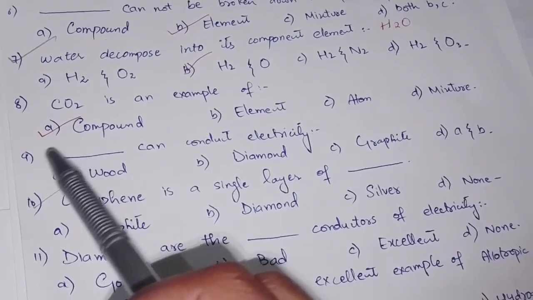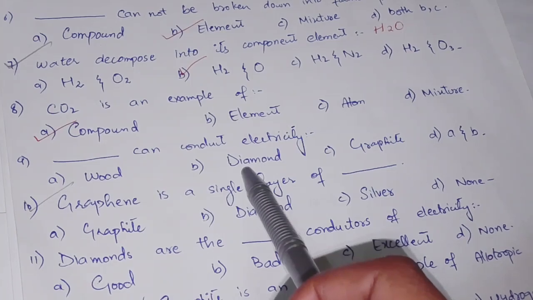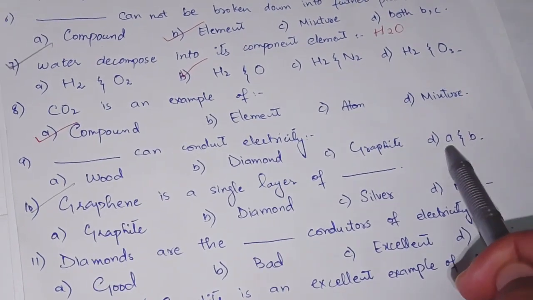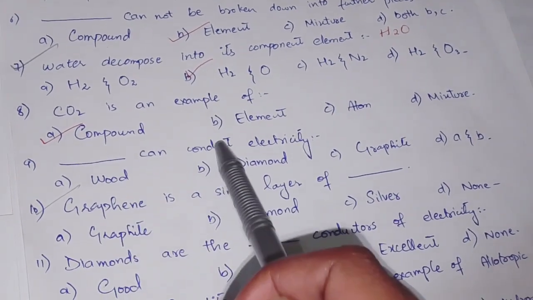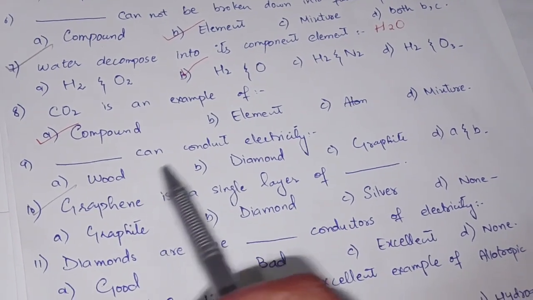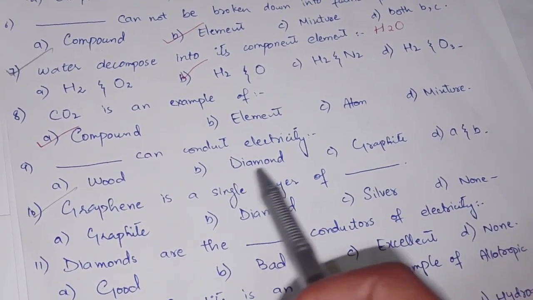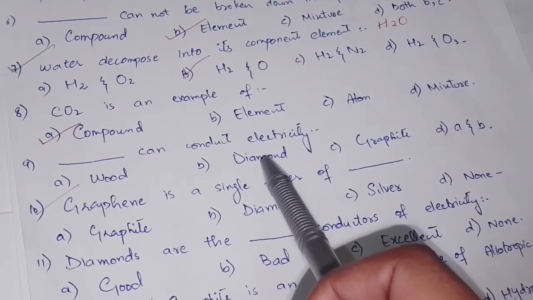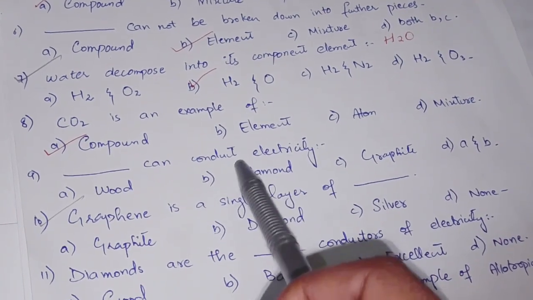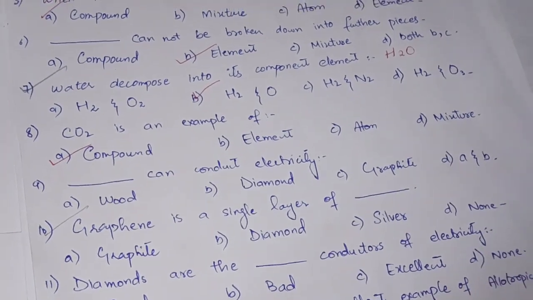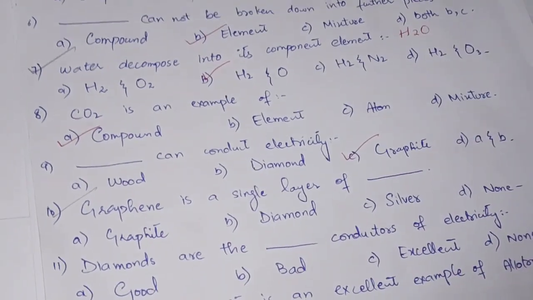MCQ number 9. Dash can conduct electricity. Option A is wood, option B is diamond, option C is graphite, and option D is both A and B. Look at the options here. Wood cannot conduct electricity, so option A is incorrect. Option B is diamond. The atoms of diamond are so closely packed to each other that there is no space left in the structure, so it will not conduct electricity, so option B is also incorrect. Graphite can conduct electricity, and it is the leftover option, so option C, graphite, is the correct option.